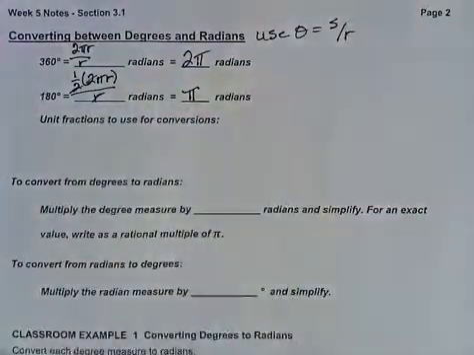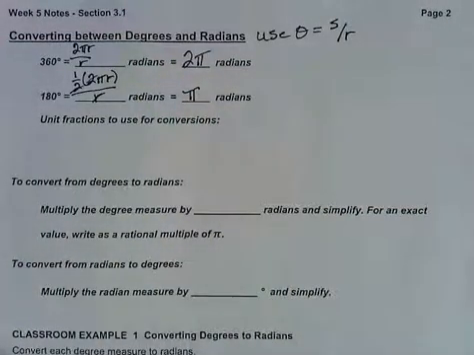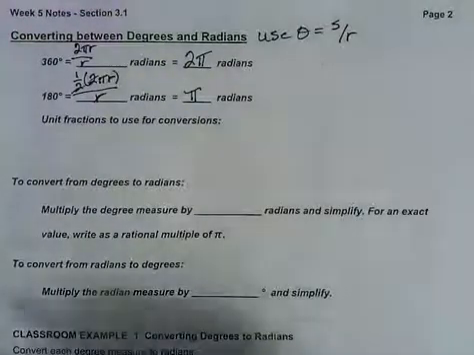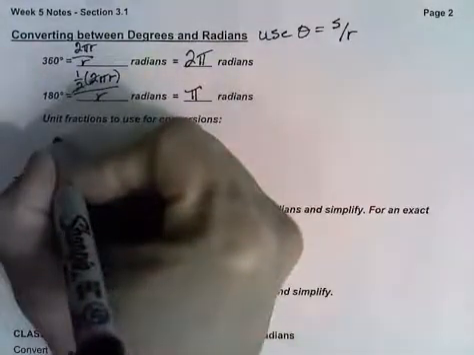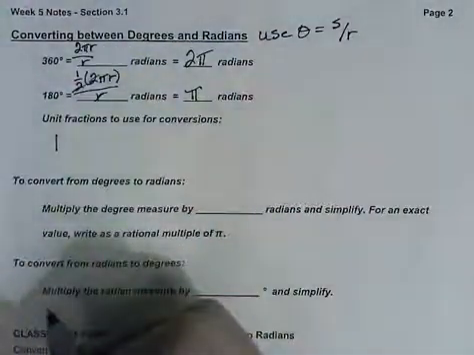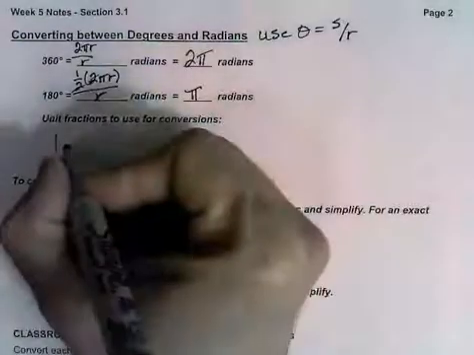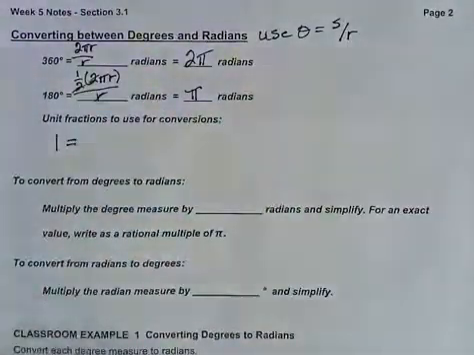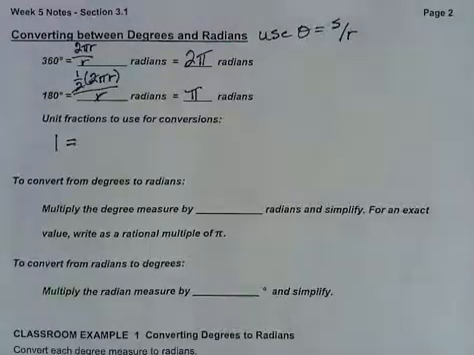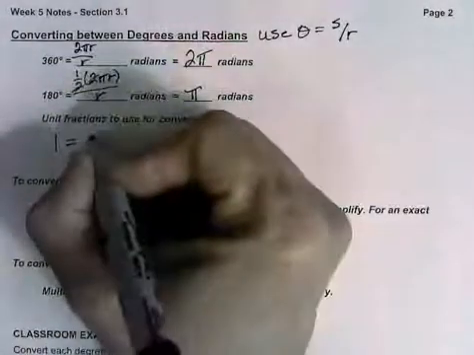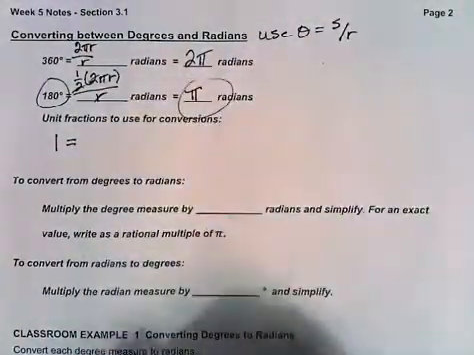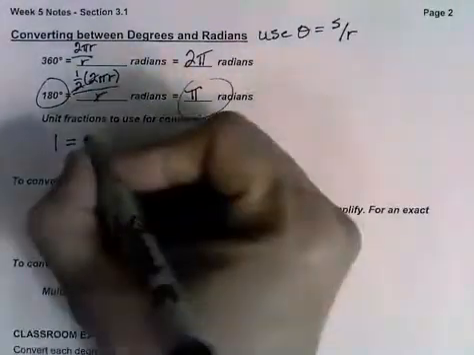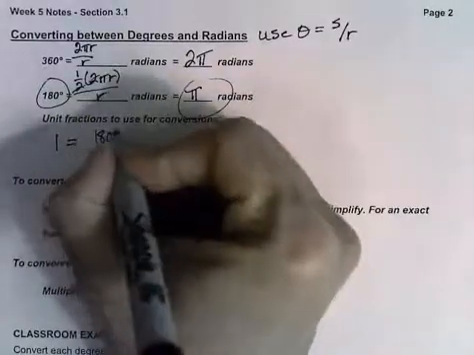We're going to use this to create unit fractions that we can use to convert from degrees to radians and vice versa. When we're using unit fractions to convert, what we're actually doing with something is we're multiplying it by 1. That means that we have something on the top and something on the bottom that are giving us the same measure, just in different units. So we're going to take this fact that 180 degrees is equal to pi radians. We're going to create 2 unit fractions out of that.